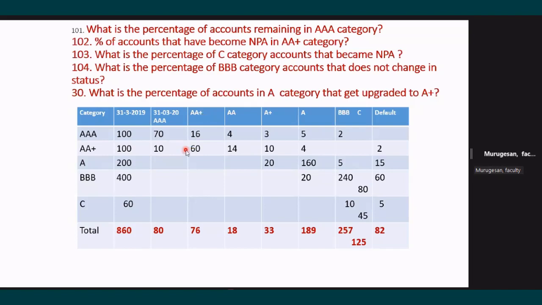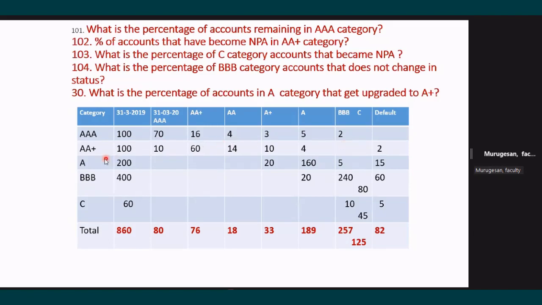Out of 100, 70 accounts still remain in triple A. 16 accounts are downgraded to AA plus, and 4 accounts have moved down to AA. Another 3 accounts have moved down further, 5 accounts, 2 accounts. But no account has gone to default in NPA. All accounts are distributed. Earlier 100 accounts were AAA. Next year is just a chart, just a chart to calculate. Have you understood the rating matrix exercise? Believe it or not, 5 marks will be there.